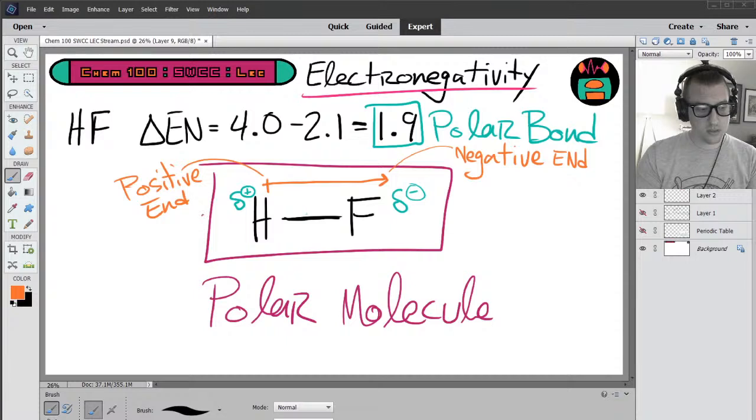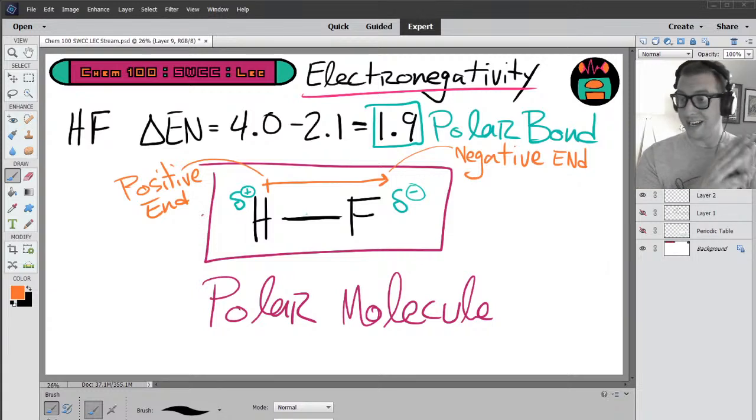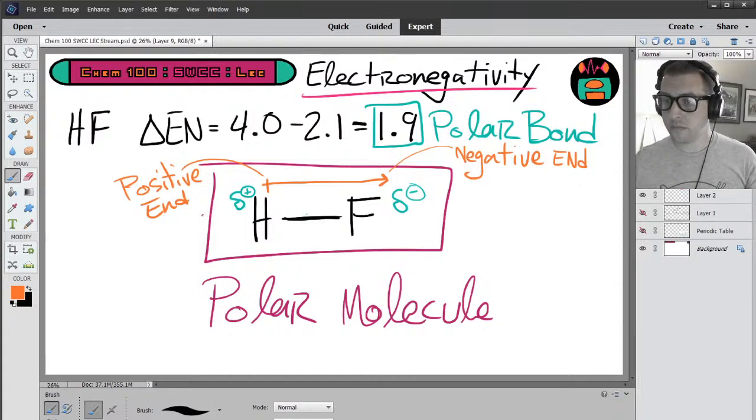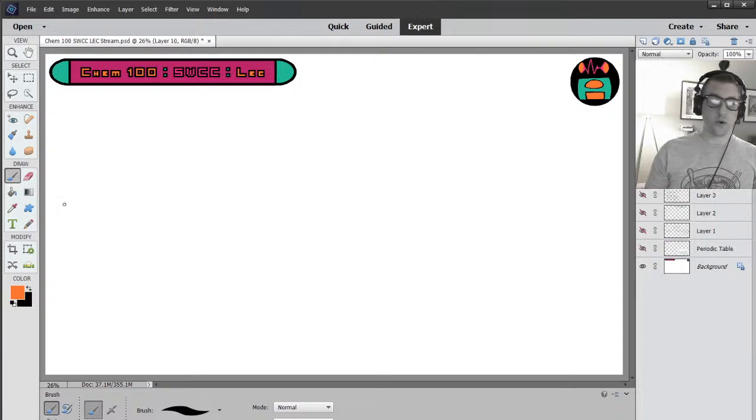So Rox just asked, so for polar bonds, you'll always have a positive and negative end to that tail. And yes, every polar bond will create a positive and a negative end. That is true. And having polar bonds is a requirement for a molecule to be polar, but having polar bonds does not guarantee that the molecule will be polar. So, for example, let's look at a couple molecules by way of example.